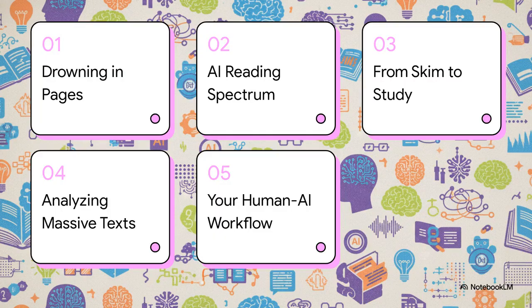So here's what we're going to cover. First, we'll dive into that core problem of information overload. Then, we'll map out the different kinds of AI tools out there. We'll look at skimming versus deep study, tackle the crazy idea of analyzing an entire book at once, and finally, we'll put it all together into a workflow that combines your brain power with the speed of a machine.